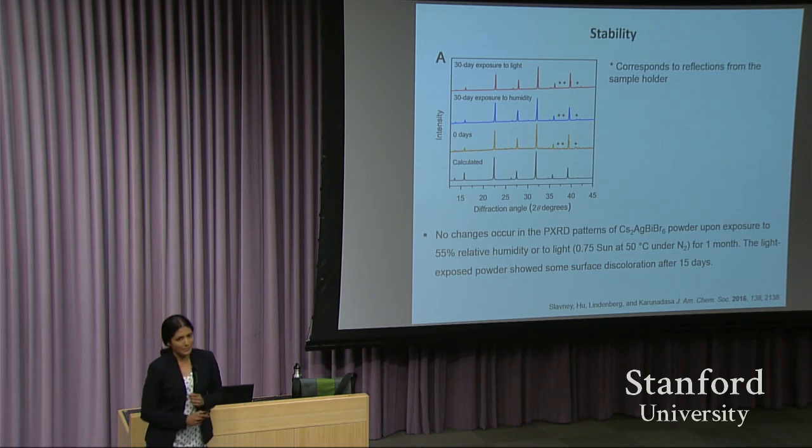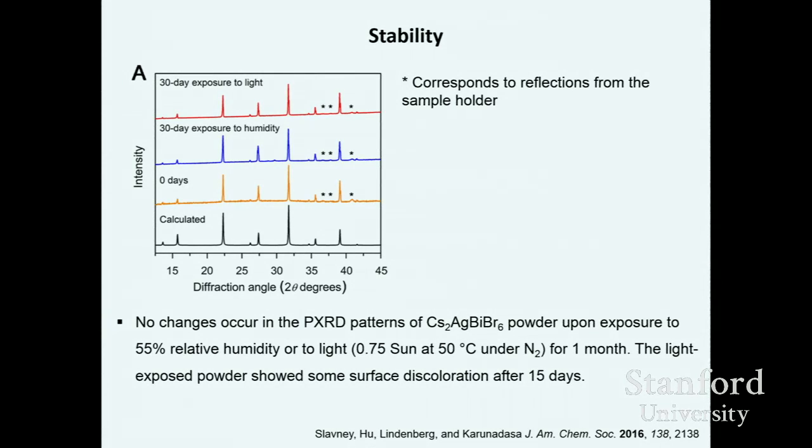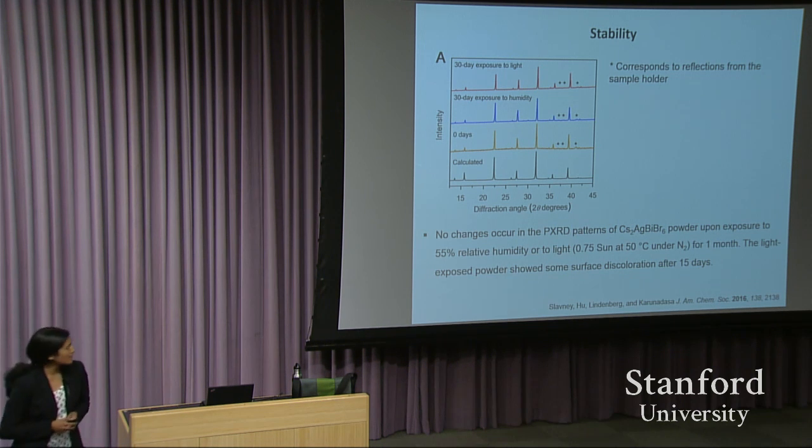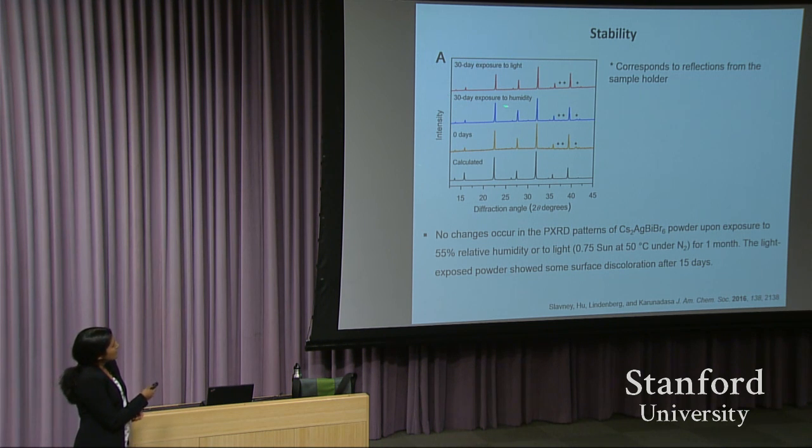We also looked at stability, because stability is a problem with these lead perovskites. We can expose this material to light for 30 days. This is an important experiment because silver halides are notoriously light sensitive. This is the basis of photography. Silver bromides decompose in light. But during this 30-day exposure to light under nitrogen, we saw no decomposition. We did see some surface discoloration, so we need to do longer stability tests. This material is completely stable to humidity.